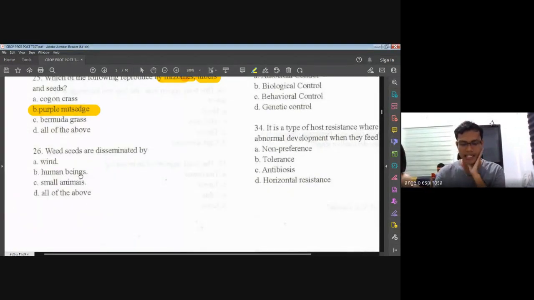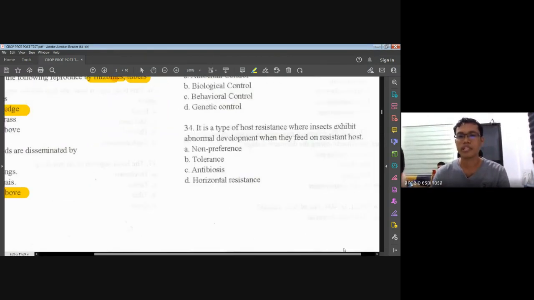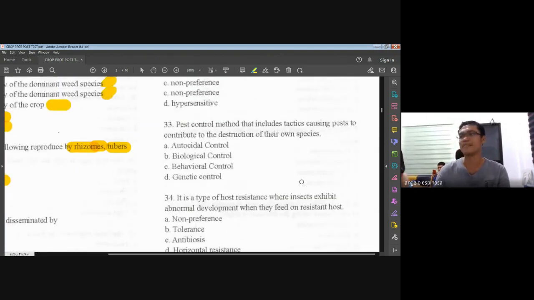Weed seeds are disseminated by... The correct answer is all of the above because it can be disseminated by wind, by human beings, and small animals. Okay? Tulad lang nasa tabi ko, small animals yan. Okay?